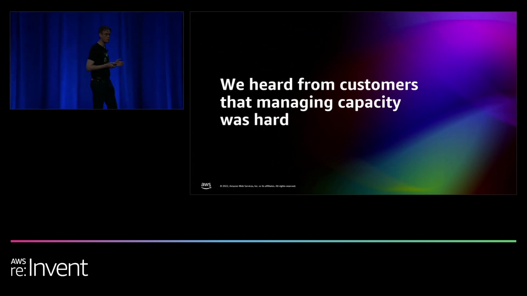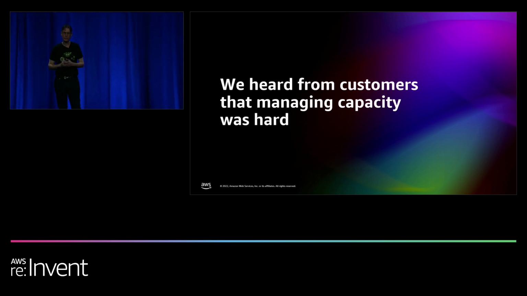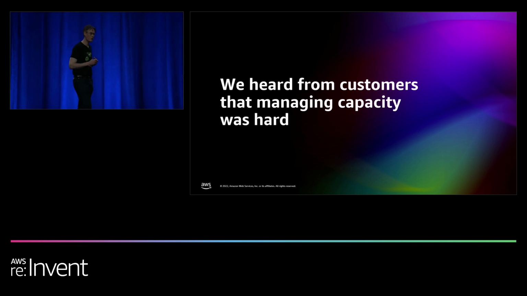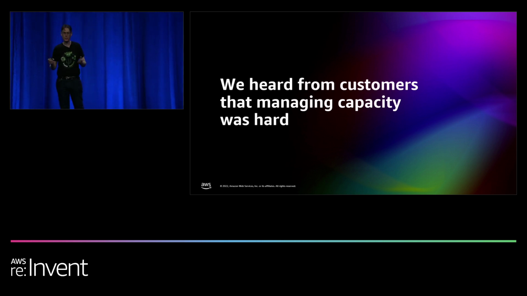And what we heard from customers was that doing the capacity planning and instance tuning to get this right was hard. If you over-provisioned your cluster, you spent too much. If you under-provisioned your cluster, you risked that at a time of peak workload, you wouldn't have enough capacity.